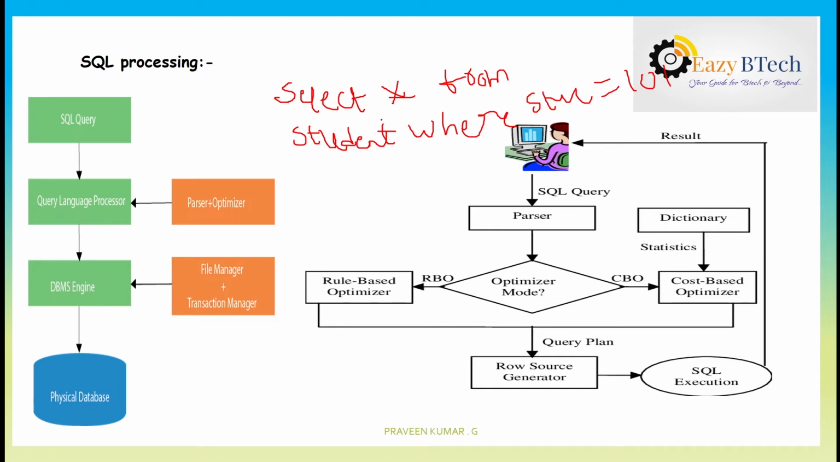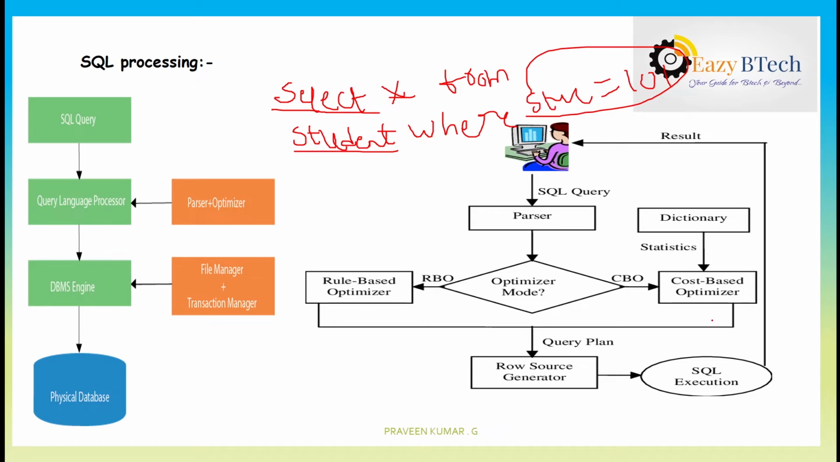Select, okay. Why? Because SQL has some different commands. First, what does the user want? The user wants a select command. From which database? The student database. What is the condition? The student number is 101. Then we have two types of optimizers, because parsing is nothing but dividing, and then optimizing the problem.